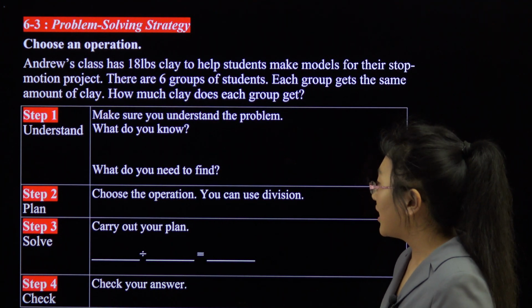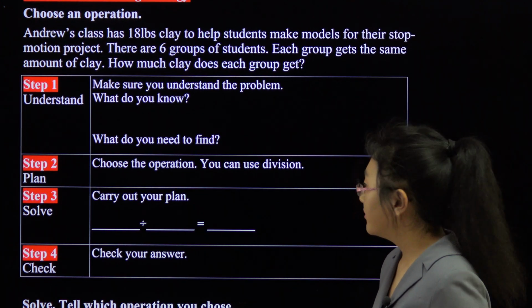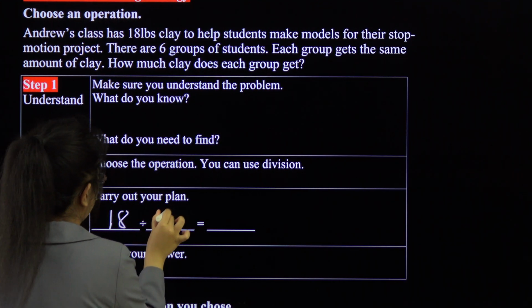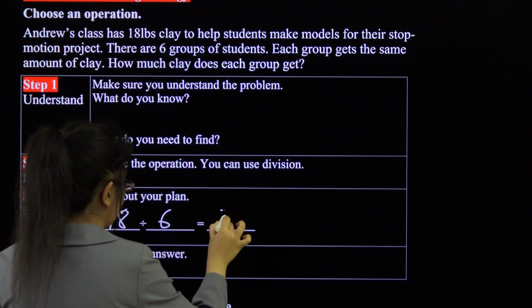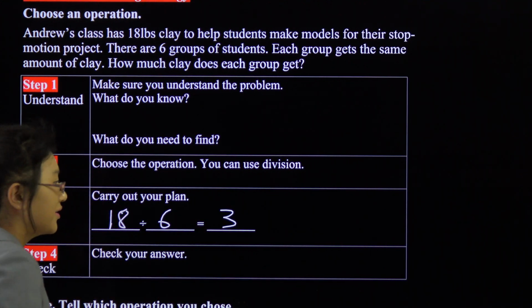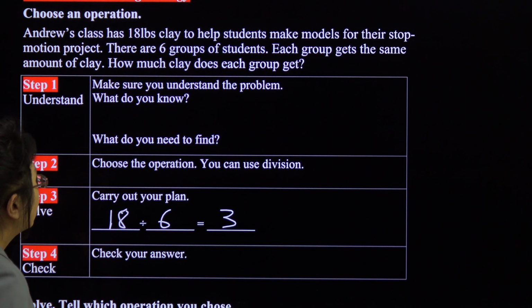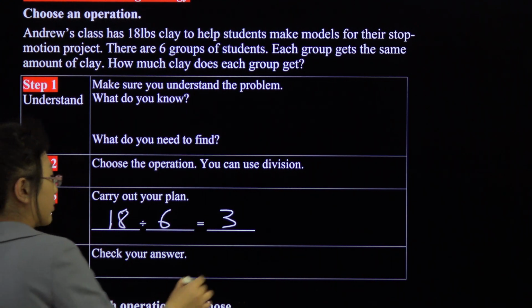So the operation for this is division. That'd be 18 divided by 6 is equal to 3, because 6 times 3 equals 18. So each group will get 3 pounds of clay.